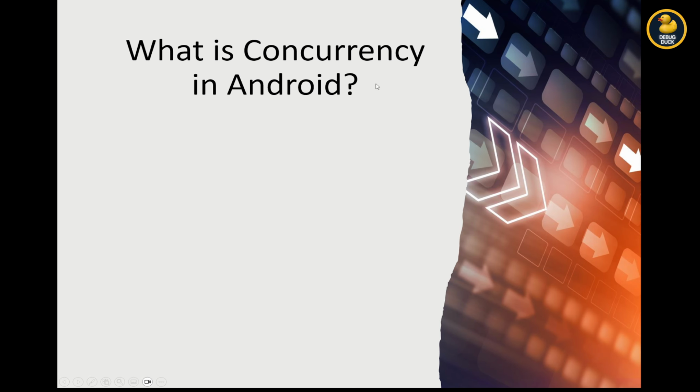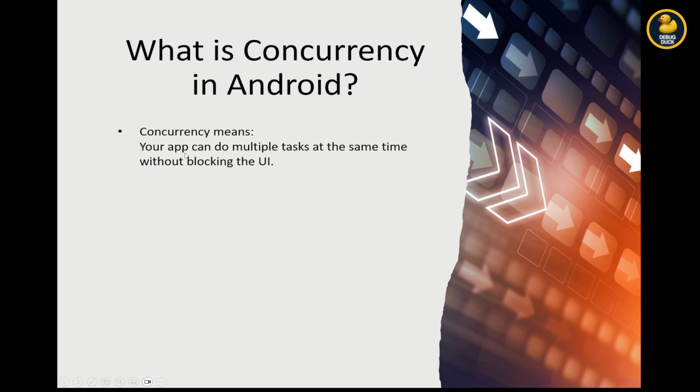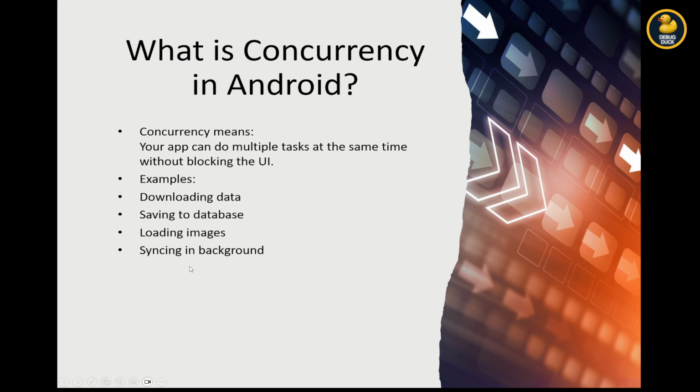First, what is concurrency in Android? Concurrency means your app can do multiple tasks at the same time without blocking the user interface. For example, downloading data, saving to a database, loading images, or syncing in the background. If you do this on the main thread, your app lags or crashes.